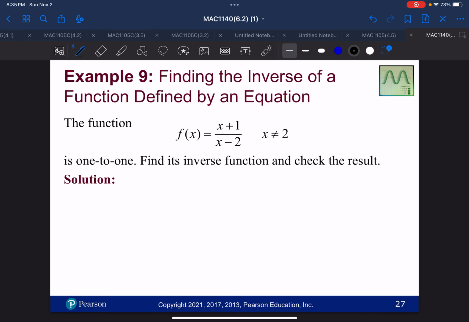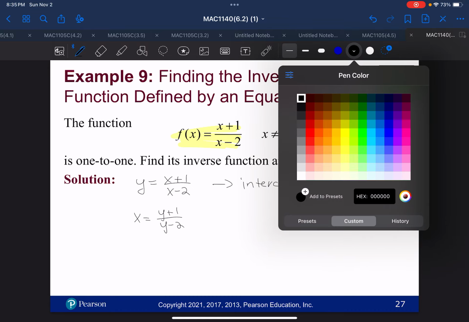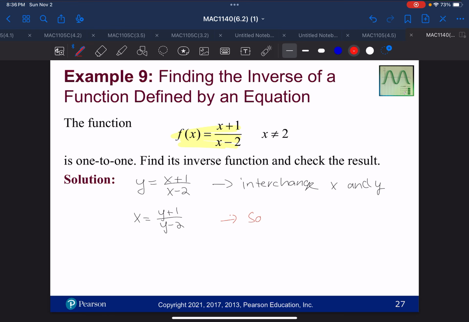Okay, so the next example, they're telling us that this function is 1-to-1, and they want us to find the inverse and then check the result. So step 1, I am going to replace that f of x with y. And then I am going to interchange my x and my y. And so that will give me x is equal to y plus 1 over y minus 2. And now I'm going to solve for y.